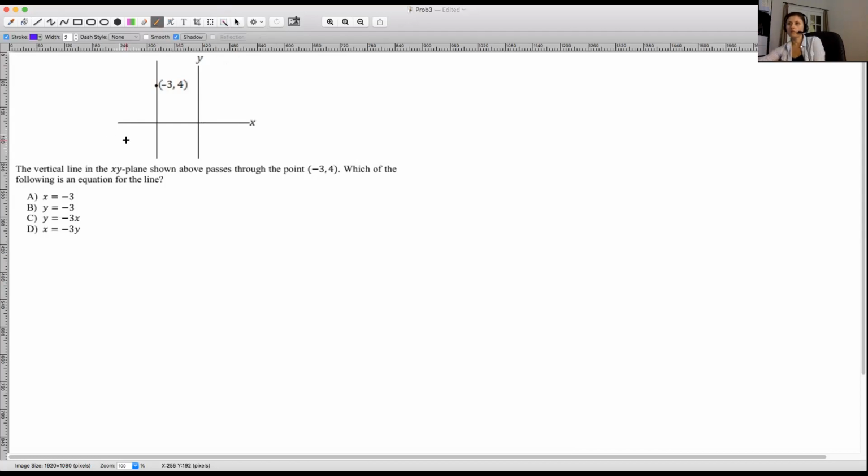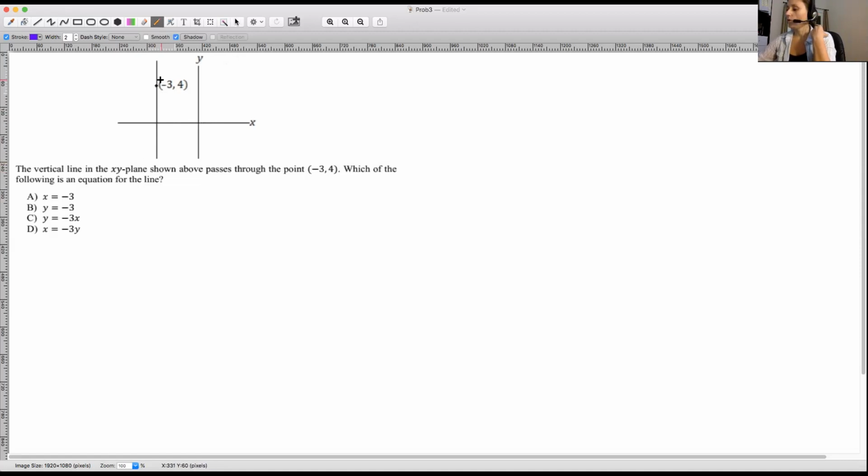So this one says the vertical line in the XY plane shown above passes through the point (-3, 4). Which of the following is an equation for the line? Should be pretty simple, right? It would definitely be x because it's crossing through x. It's not even touching y. So y is not even a player in this equation. It would have to be x equals something because, as you can see, it's crossing the x, not the y.